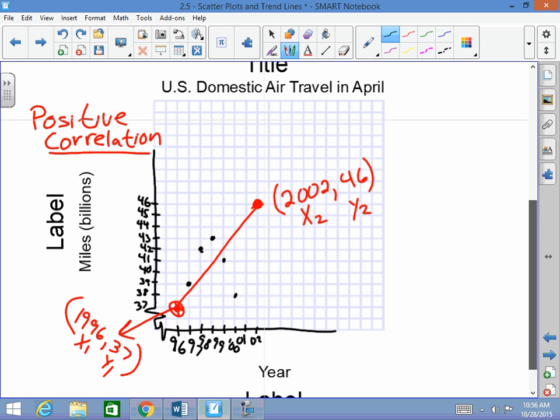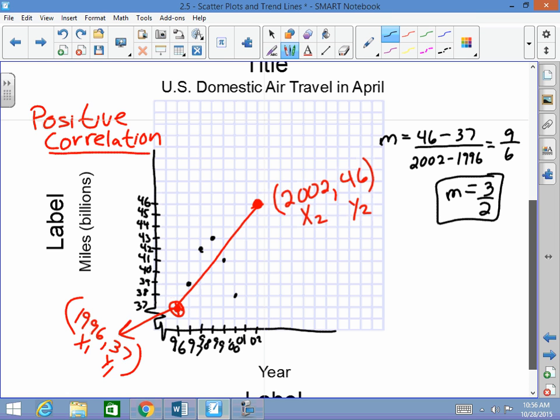So first thing I got to do is find my slope. And my slope will equal 46 minus 37 over 2002 minus 1996. So that's going to equal 9 over 6 years. So that's going to equal 3 halves. And that is my slope.